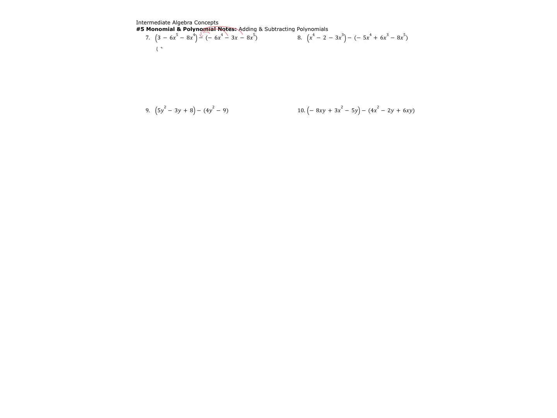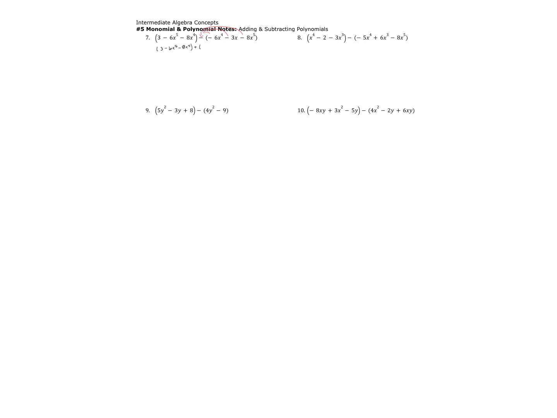So I'm going to start with a 3 minus 6x to the fifth minus 8x to the fourth. That all stays the same. That minus in the middle is now turning to a positive. And now I'm going to start my parentheses of my next set. Okay, it was a negative 6. So now it's going to be a positive 6.